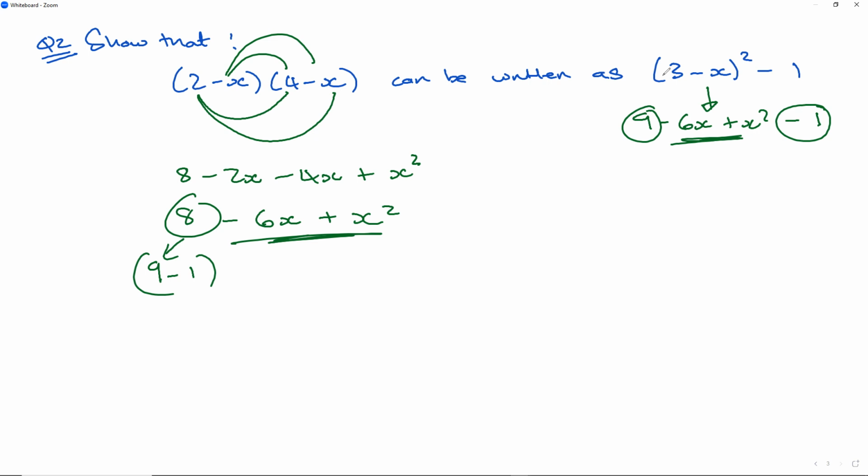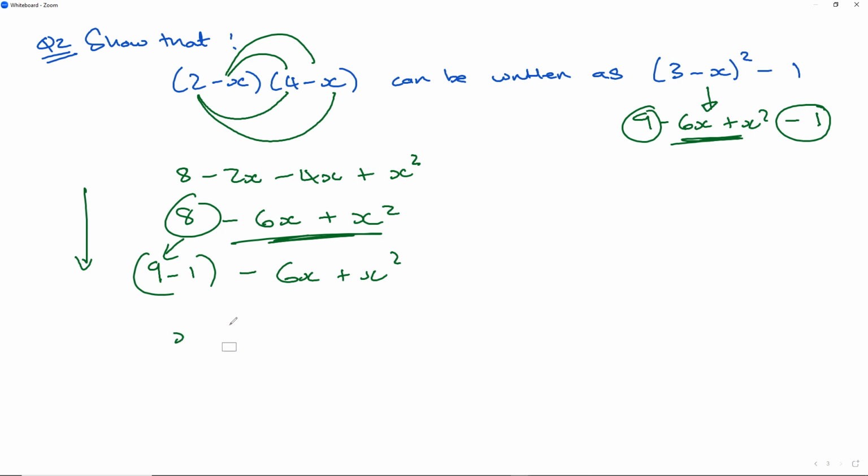So technically, this is going backwards. So you won't really get marked on that. But this is going forward. So this is correct. So I got 8, which is written as 9 minus 1. Nothing wrong with that. Minus 6x plus x squared. And then just regroup it.